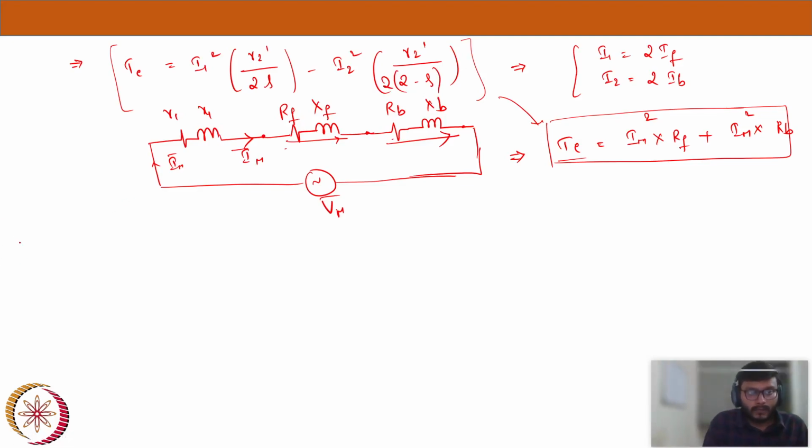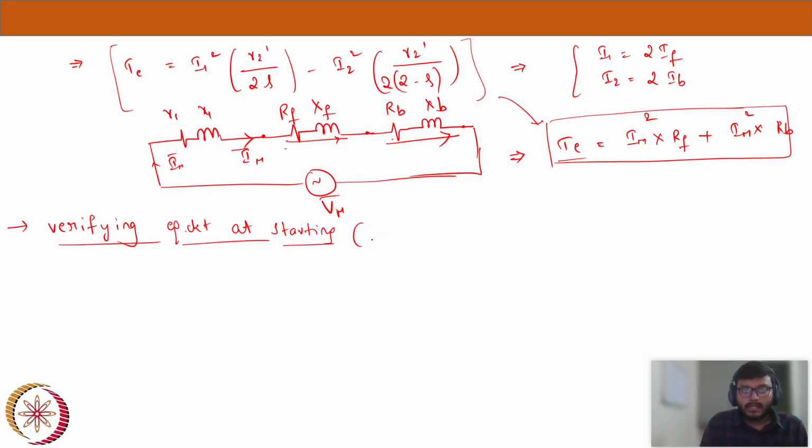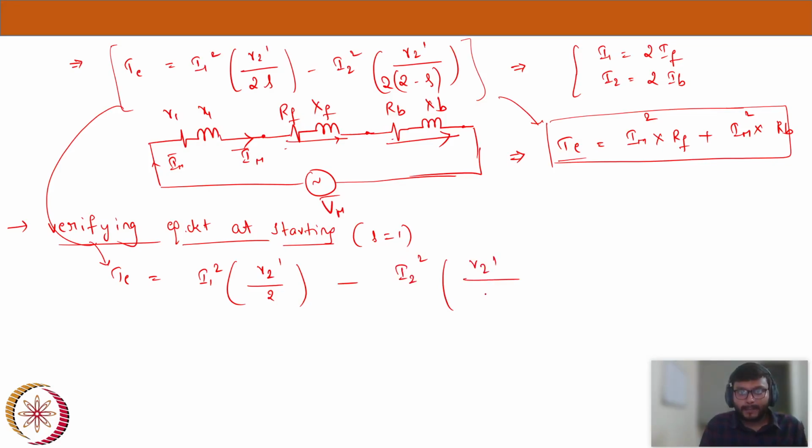Now, verifying the equivalent circuit at starting. At starting, we know s is equal to 1. Now, what will my torque expression become at starting? Just substitute s equal to 1 here. I1 square into R2 dash by 2 minus I2 square into R2 dash by 2.